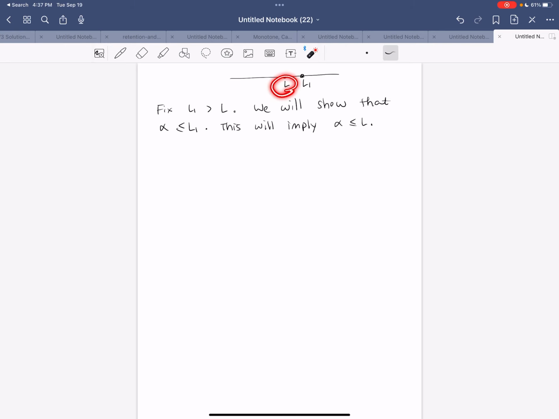Now remember, L is equal to the limsup of your sequence. And the limsup of your sequence is the limit of a sequence that is decreasing. So your sups form a decreasing sequence, and they're getting closer and closer to L. In particular, since L1 is bigger than L, there has to be a sup that is less than L1.